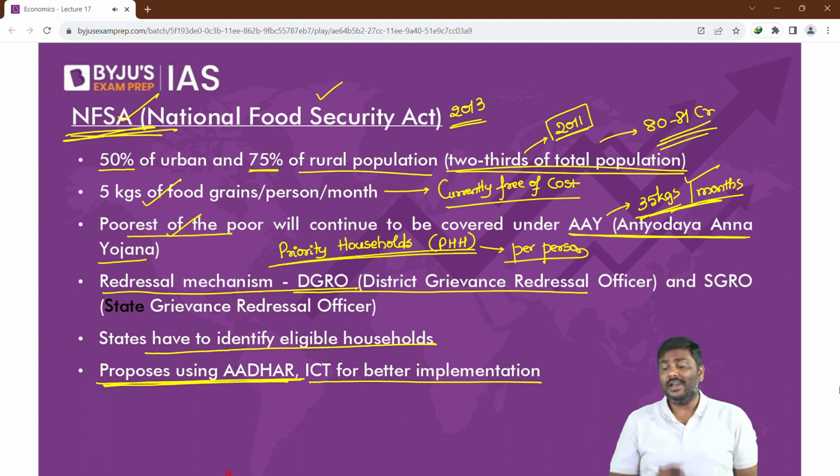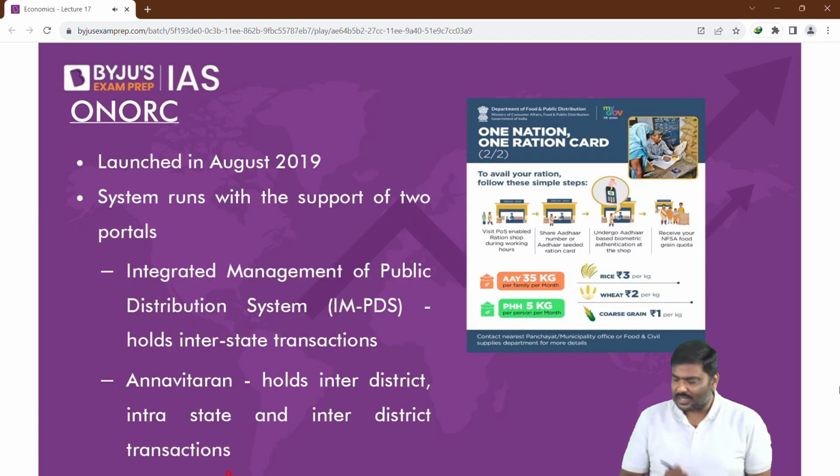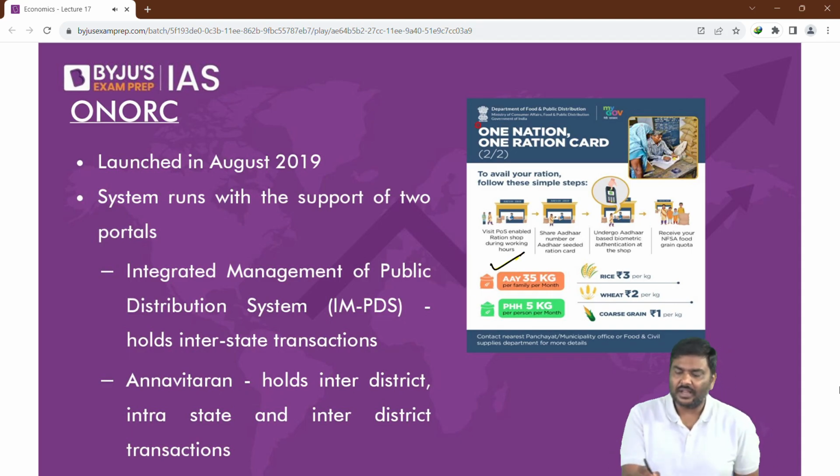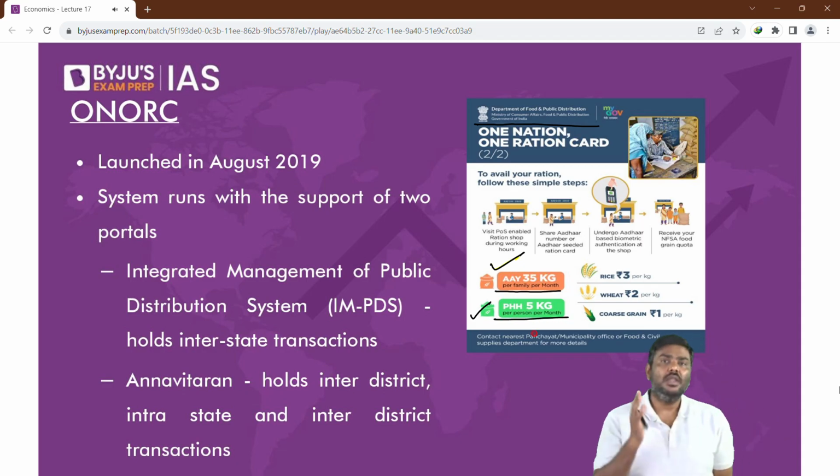Sir, it is 5 kg per person, not 35, I think. My dear, I did not say 35 kg per person. I said 35 kg per month for a family. You will have to listen carefully. If you don't trust me, this is a picture I have taken from the Department of Food and Public Distribution. Have a look at it. Antyodaya Anna Yojana, it is 35 kgs per family per month.